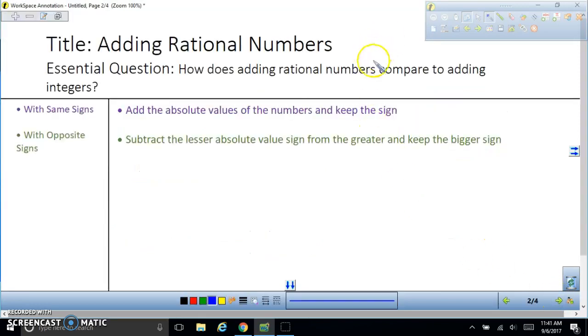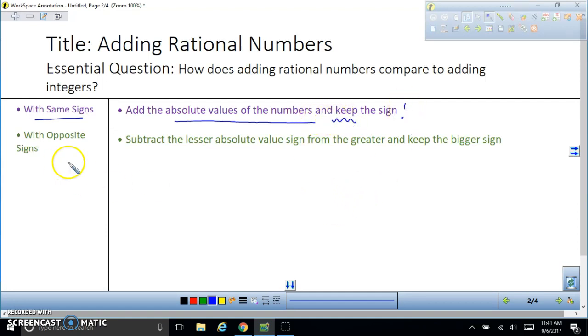Go ahead and title this Adding Rational Numbers, and your essential question is, how does adding rational numbers compare to adding integers? Okay, big picture here with anything that you are given. If they have the same sign, you're going to take the absolute value of both numbers, add them together, and then keep the sign. Keep the sign.